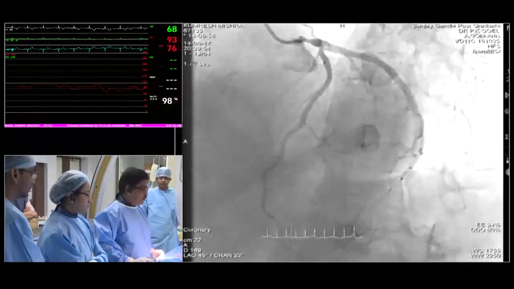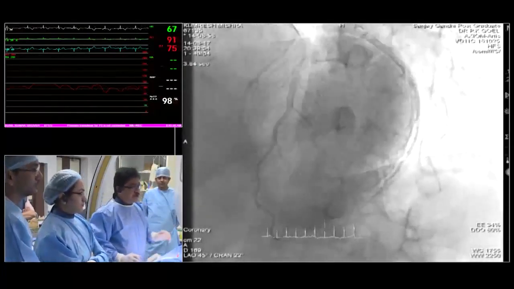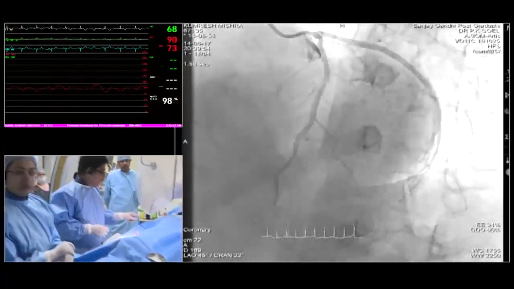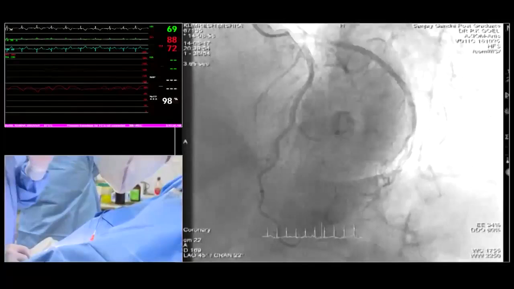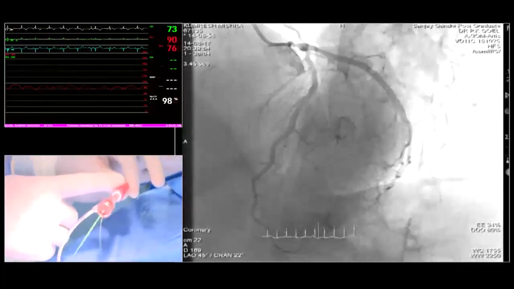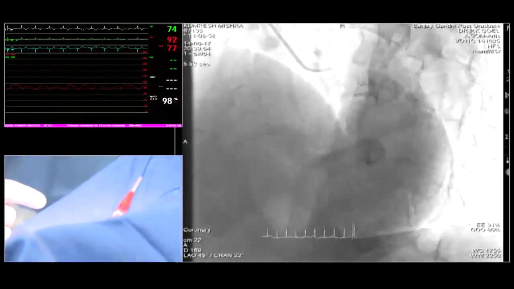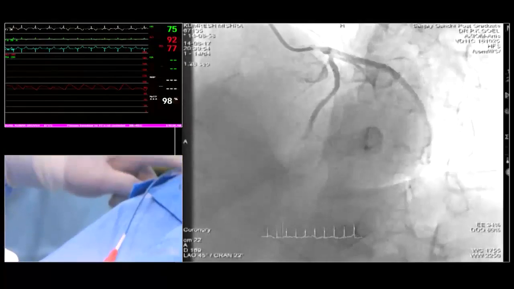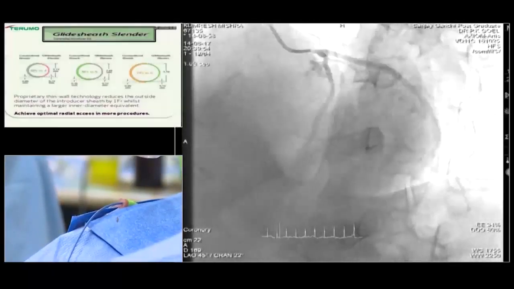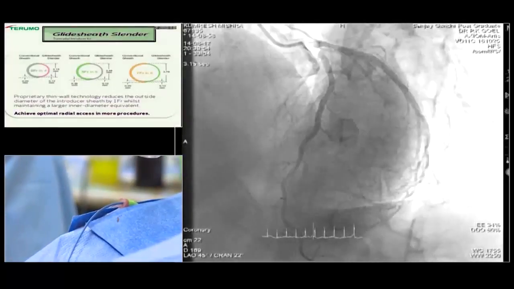Yes, I just want to show you this for left main. I have a system where I have a 6 French outside diameter sheath which takes a 7 French inside. So I have a 7 French guide, but the sheath is 6 French. This is from Terumo. They have made a new sheath which is somewhat thin walled. You can see the detail on the slide there.